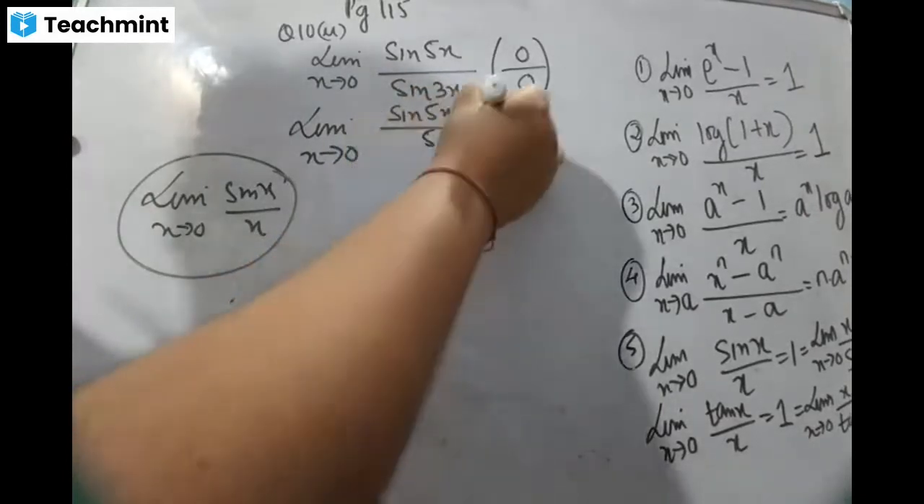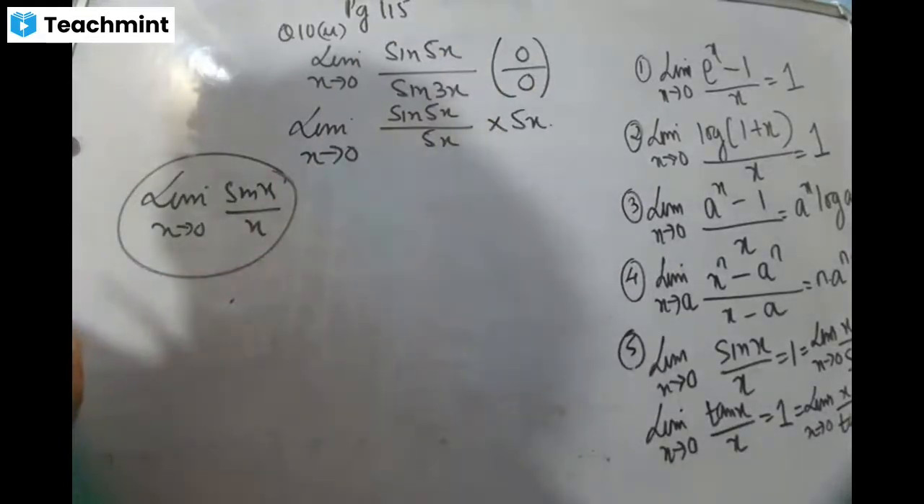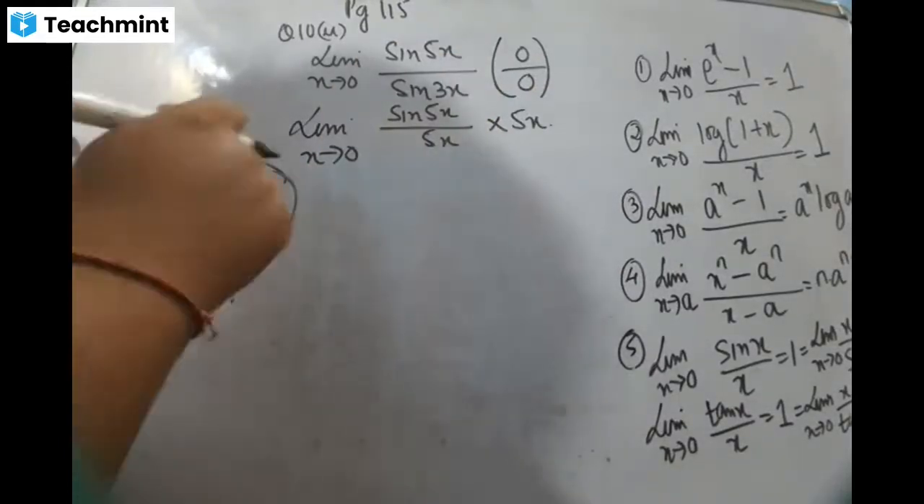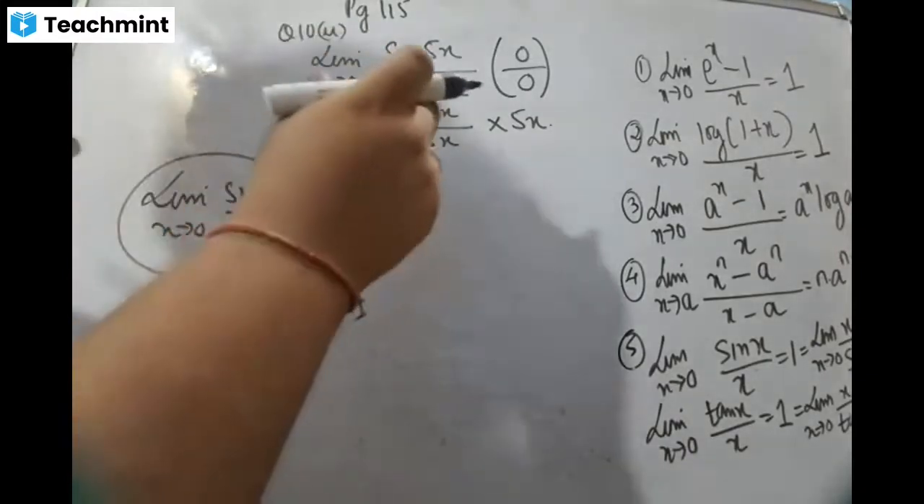If you divide, I need to multiply also. So this is how you manipulate. If you need it in the denominator, you divide the denominator, and if you divide the denominator, you need to multiply.